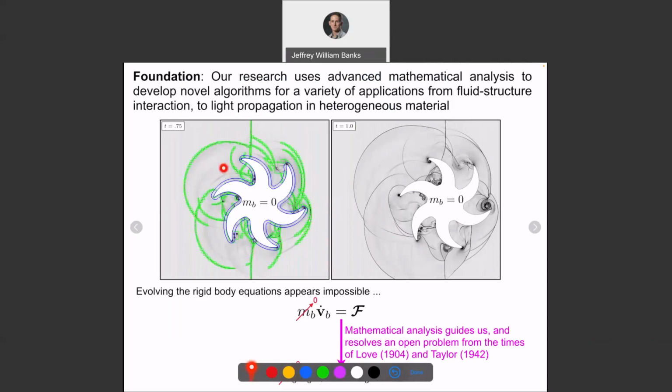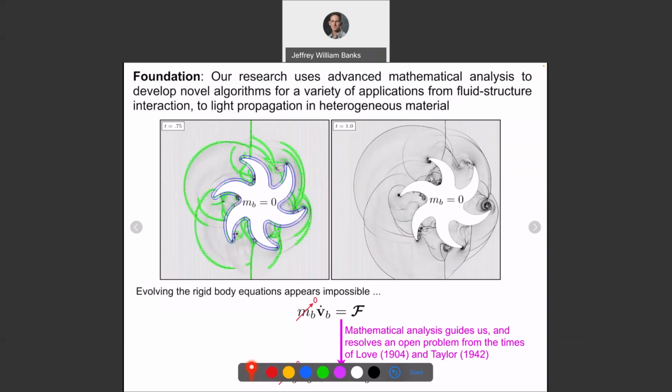I have this funny geometry, which we call the starfish geometry. And the idea is I put this starfish geometry inside of a high-speed flow. And the thin black lines that you see running around here are all shock waves. Now the key point about this starfish body is that its mass is 0.